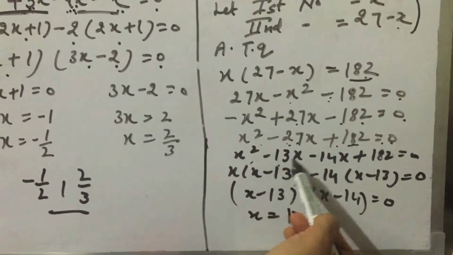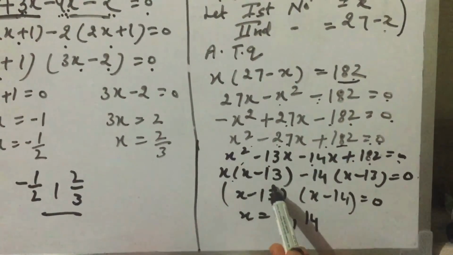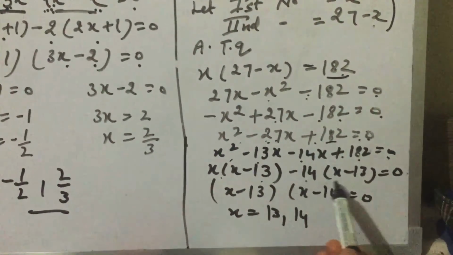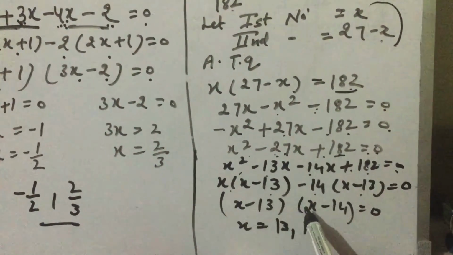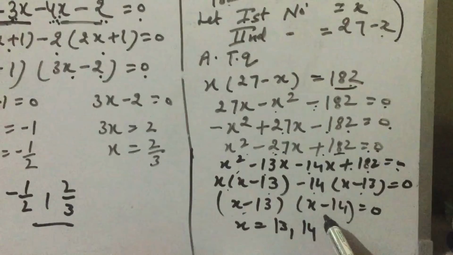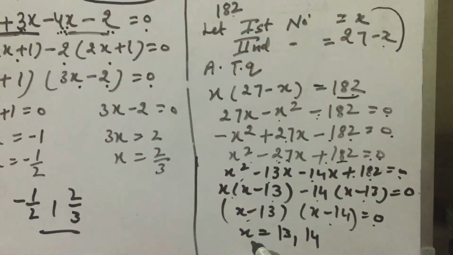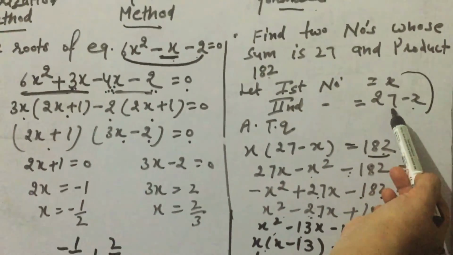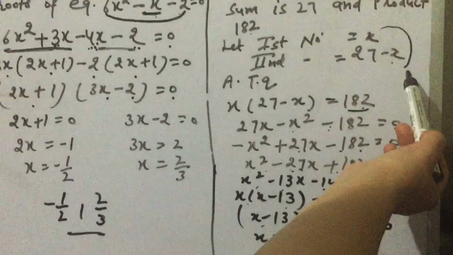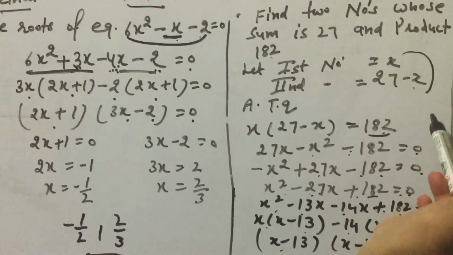x square minus 13x minus 14x plus 182 equal to 0. x common, x minus 13; minus 14 common, x minus 13. Take x minus 13 common from the whole. We get x minus 13 in the first bracket, in the second bracket x minus 14 equal to 0. So the values are x equal to 13 and 14. If the first number is 13, then the next number is 27 minus 13, that is 14. If the first number is 14, then the second number is 27 minus 14, that is 13. So this is the answer of this question.